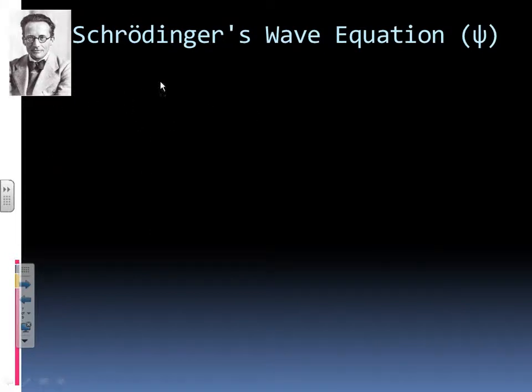Schrödinger. Okay. So Schrödinger's wave equation. This symbol over here on the side is a Greek letter. It's the Greek letter psi. Okay. Kind of looks like a pitchfork.